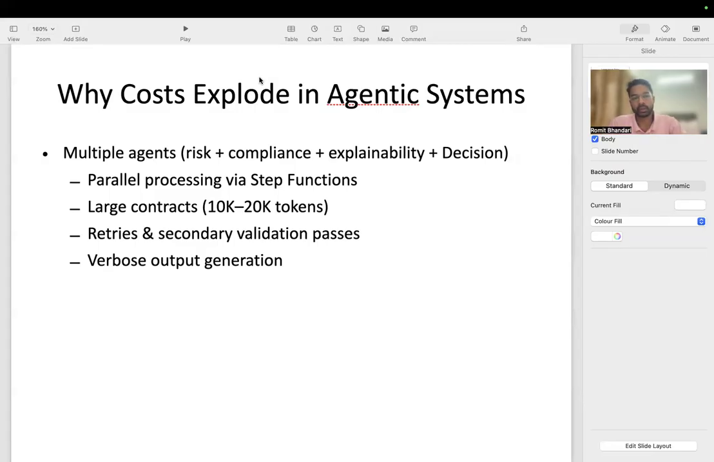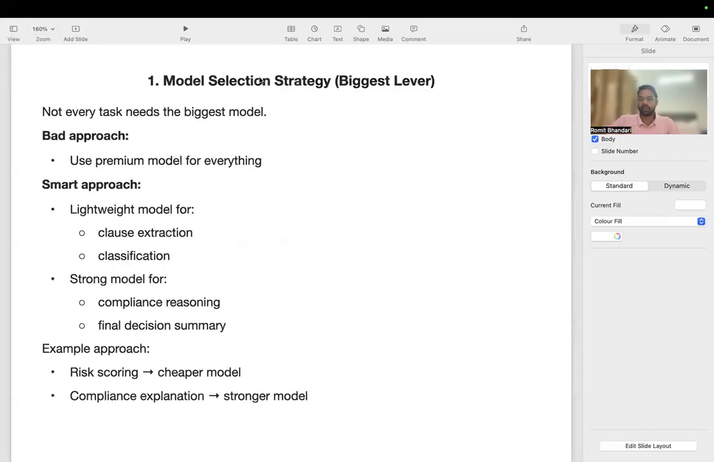And then the third point being retries and secondary validations, which we do in Step Functions as a normal process. And obviously, you try to make the output look great, and things of those sorts. Those things can explode the costs, right? So now let's look at what strategies we can employ to reduce the cost or make all these systems we are trying to build more cost efficient, right?